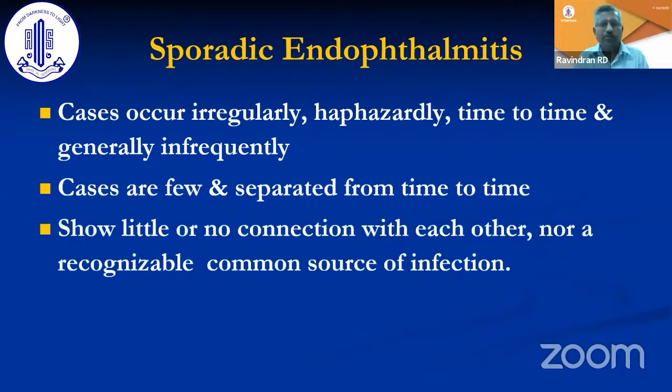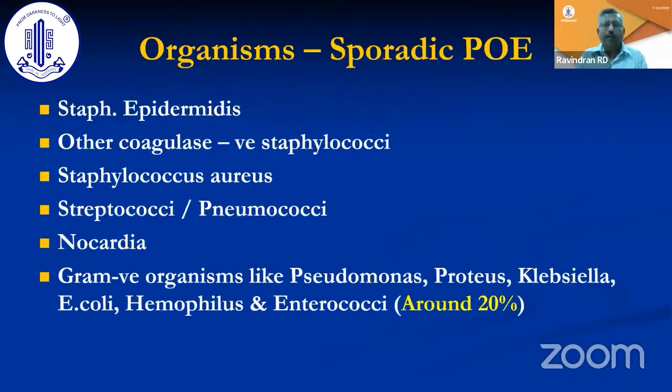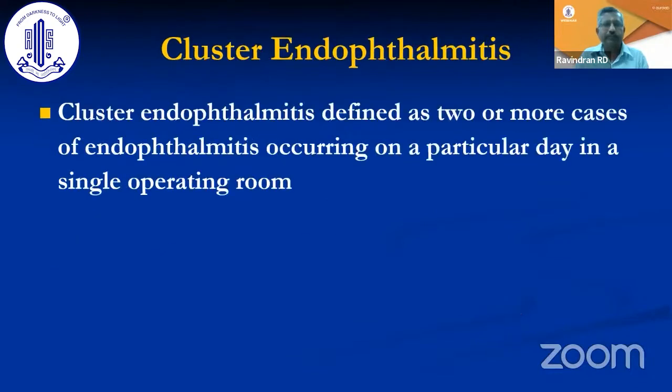They show very little connection with each other or a recognizable common source of infection. Often the organisms causing sporadic endophthalmitis are gram-positive, and gram-negative is around 20% or less, with a lesser incidence of fungal causes. They are usually mild, and it is usually easy to manage these patients.